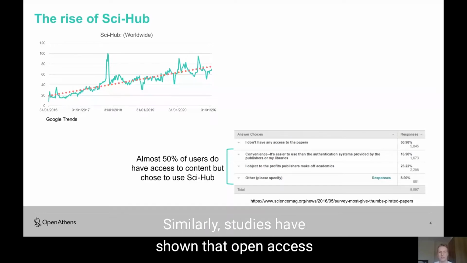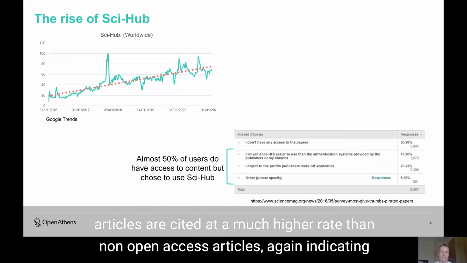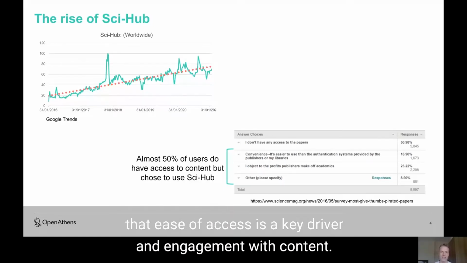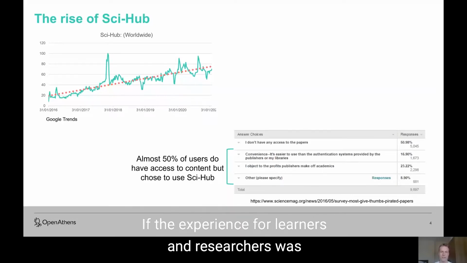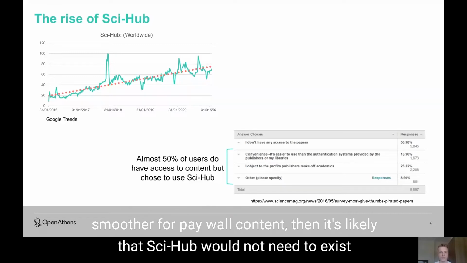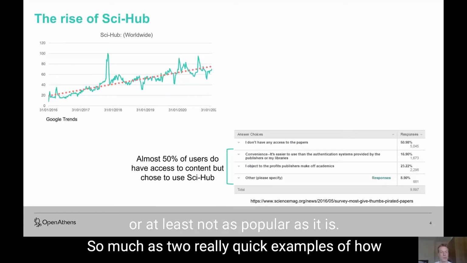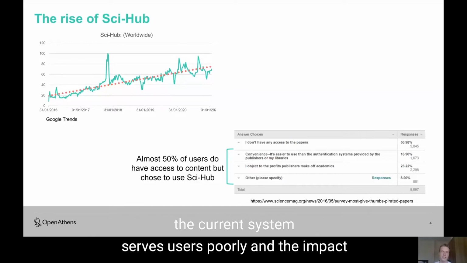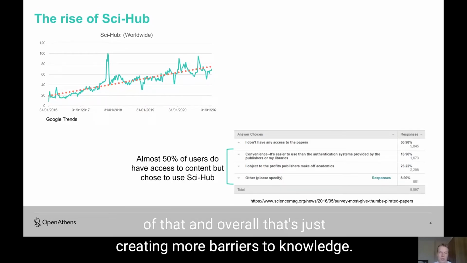Sci-Hub use is still significant even amongst students and researchers with access to the content through their university. Similarly, studies have shown that open access articles are cited at a much higher rate than non-open access articles, again indicating that ease of access is a key driver in engagement with content. If the experience for learners and researchers was smoother for paywall content, it's likely that Sci-Hub would not need to exist, or at least not be as popular as it is. So that's just two really quick examples of how the current system serves end users poorly and the impact of that. And overall, that's just creating more barriers to knowledge.